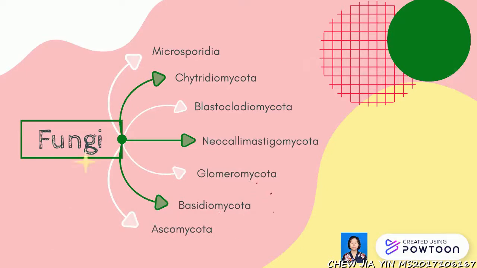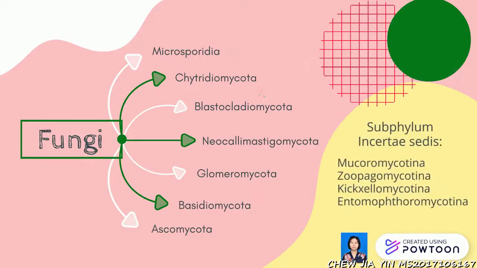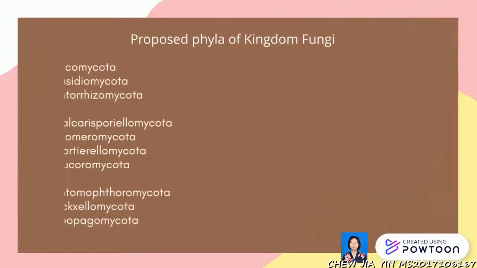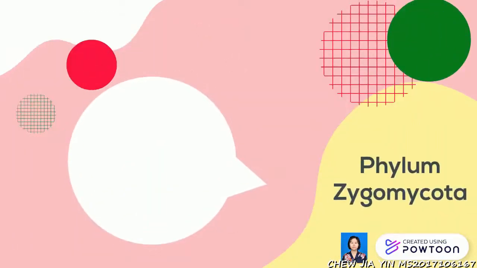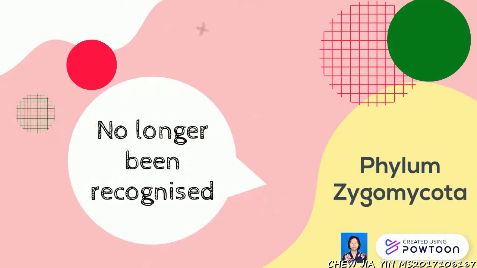Due to its paraphyly, the Zygomycota is now a former phylum of the kingdom fungi, and its 4 orders have now moved to the subphyla of Incertae sedis till further classification. While some mycologists hold the opinion that the kingdom fungi can be divided into 18 phyla, and here's a list of phyla proposed. But one thing for sure is that the phylum Zygomycota is no longer being recognized.